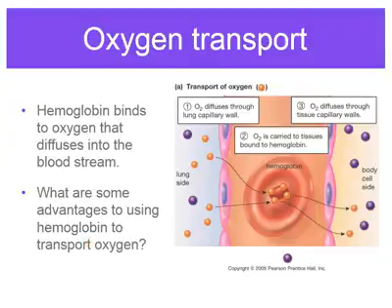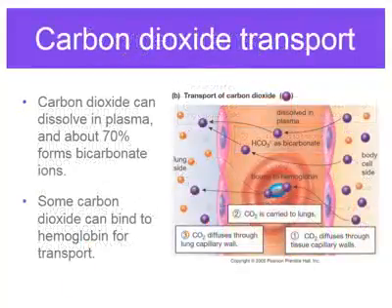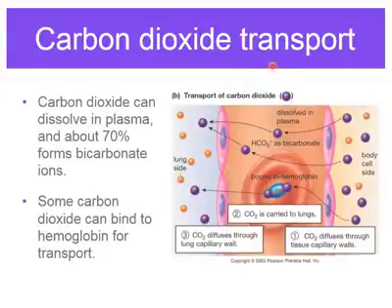Then how is the carbon dioxide transported? We said that first the carbon dioxide will be in the body cells because it's a waste product produced by the body cells. These balls are the carbon dioxide. The carbon dioxide first diffuses from the cell to the blood.